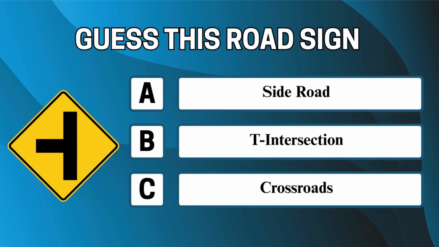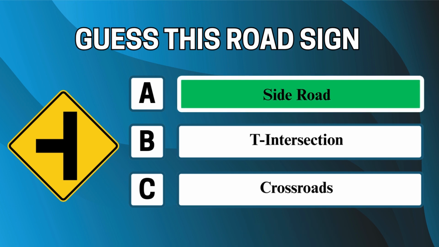Guess this road sign. A. Side road. B. T intersection. C. Crossroads. Exactly, it is the side road sign.